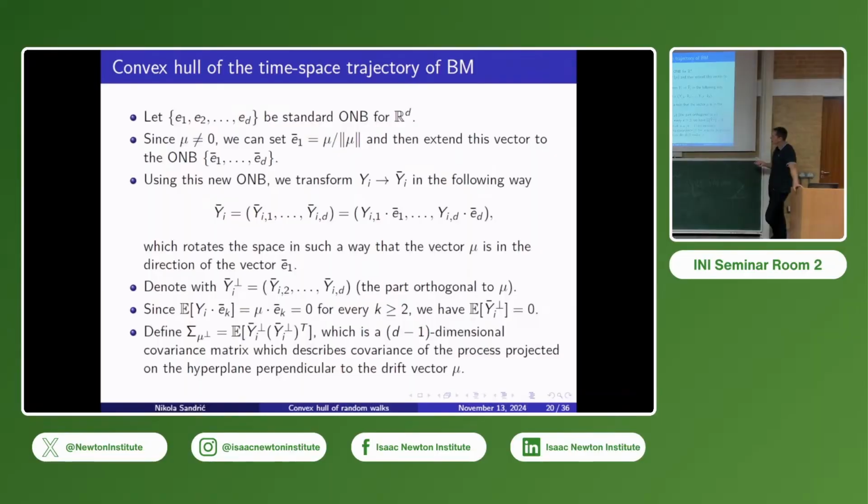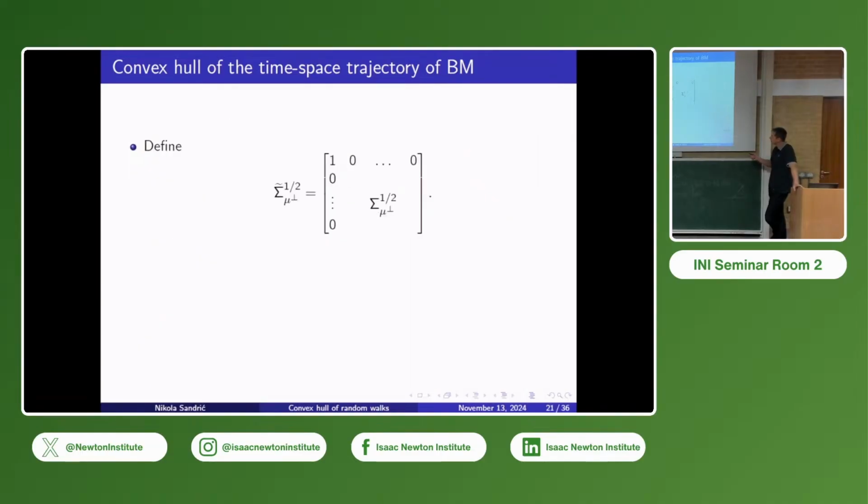And also I'll denote by sigma mu orthogonal this covariance matrix. Okay, so this y bar orthogonal is this vector here, d-1 dimensional. So we just move away this drift direction here. Again, also I'll define by mu tilde mu orthogonal this matrix. So this is this mu sigma mu orthogonal from before, and we also add one row and one column in this way. Also, we define psi, the following linear mapping in this way.